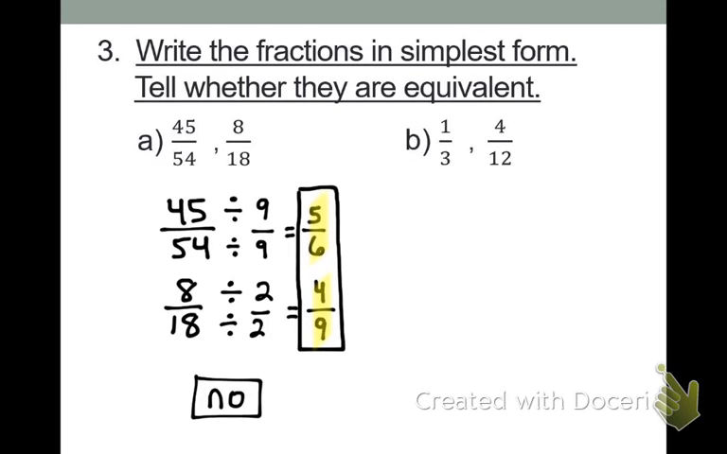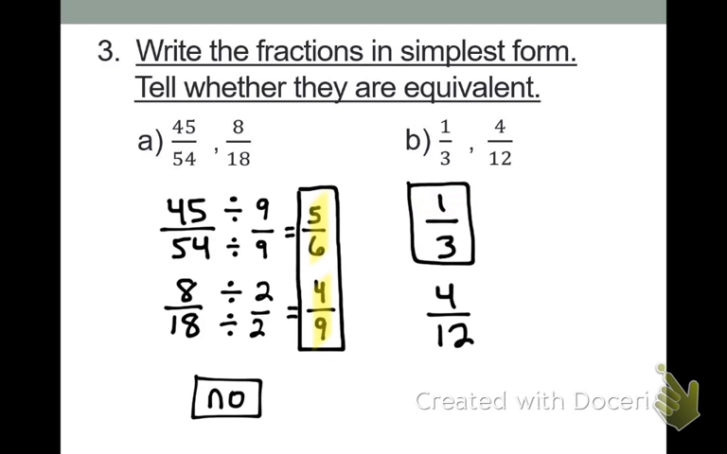Let's do one more example like this. I've got 1/3 and 4/12. Just like we did before, we're going to rewrite the original problem. What number can go into 1 that can also go into a 3? Nothing. There isn't anything. So what does that tell me about 1/3? Box it in. It's already in simplest form, so there's nothing else that we need to do for that. And here's a clue: if ever you have the number 1 in the numerator, you're done. That's as simple as it's going to get.